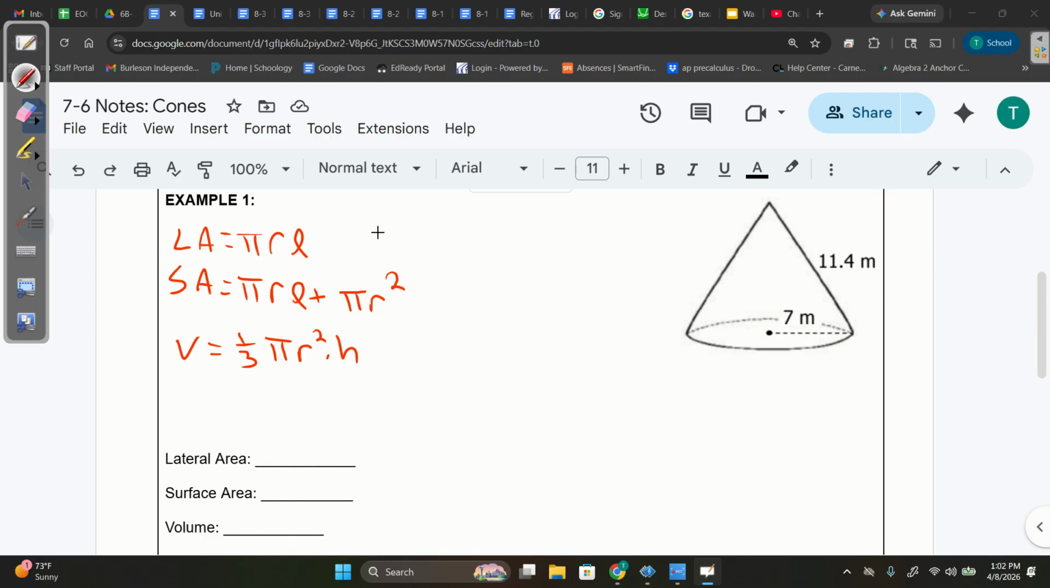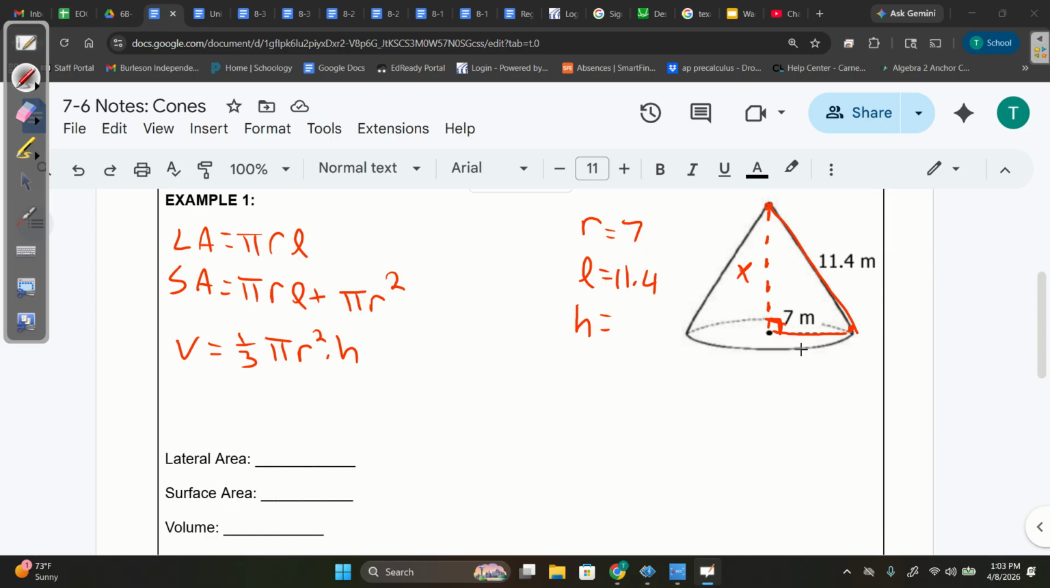So looking here, I've got 3 variables. I need my radius, I need my slant height, and I need the height of my cone. The radius is going to be 7. The slant height goes from the tip to the base. In this case it's going to be 11.4. The height of the cone is unknown as of now, but you'll notice we've just drawn a right triangle. Just like we did with pyramids, whenever I'm missing a piece, we're going to have to use the Pythagorean theorem to find what's missing.